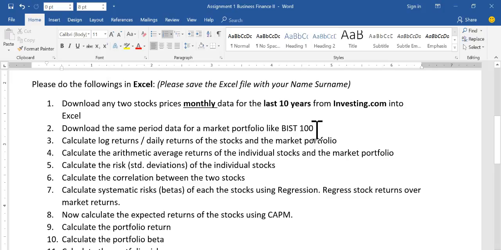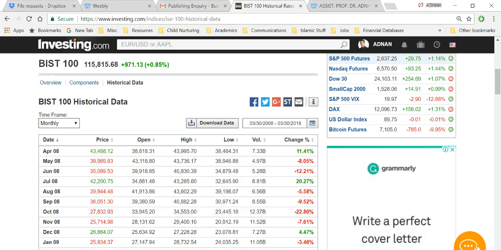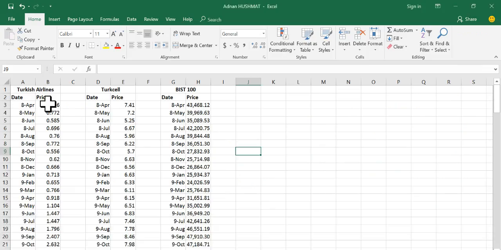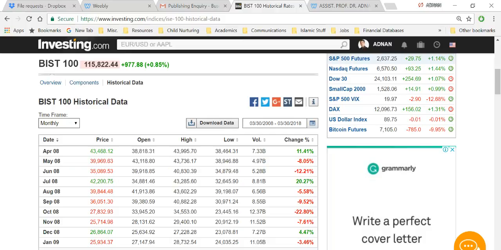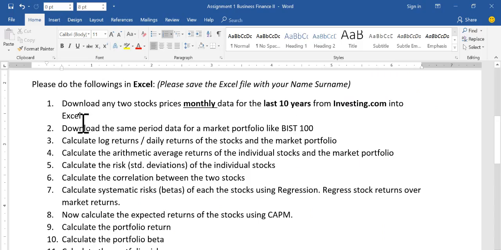So look, if you are working on the New York Stock Exchange, for example, or the London Stock Exchange, if your stock data is from the London Stock Exchange, you will use the market portfolio, the London Stock Exchange 100 Index. Make sure the market portfolio is from the same market in which these two stocks are listed. Listed means they are traded over there. Anyway, let's follow this pattern. So we have downloaded the market portfolio.